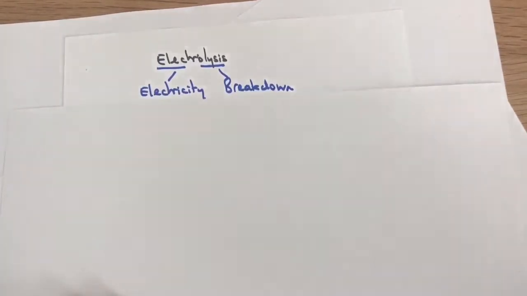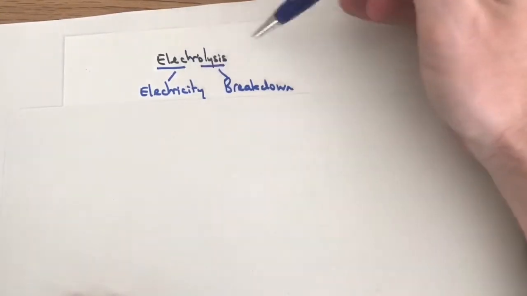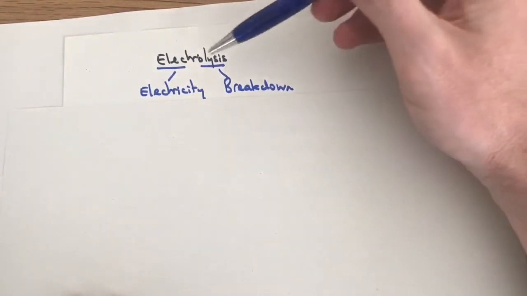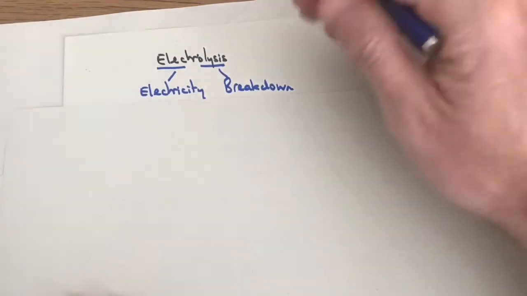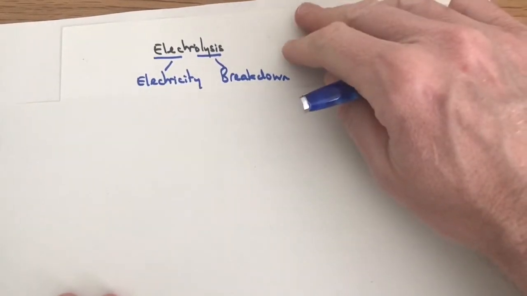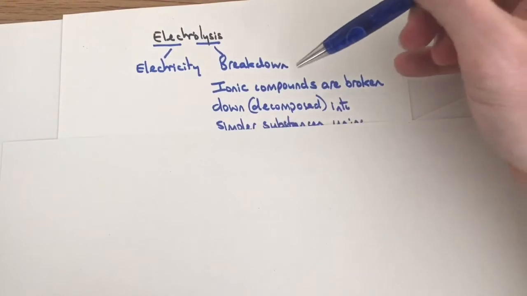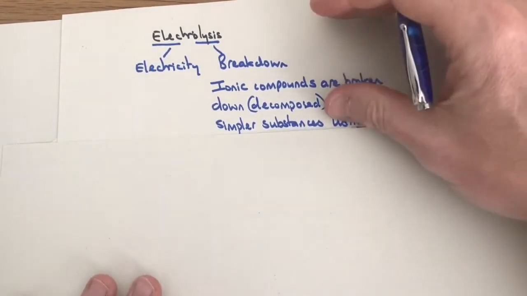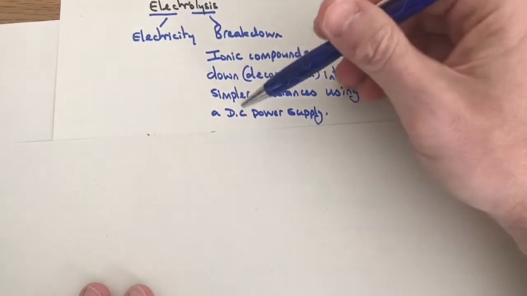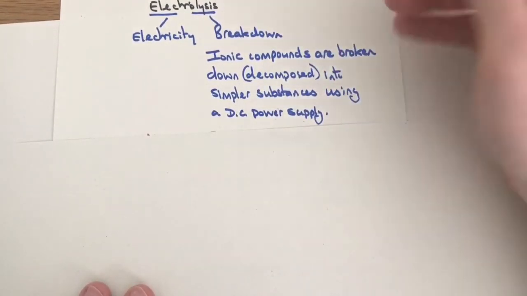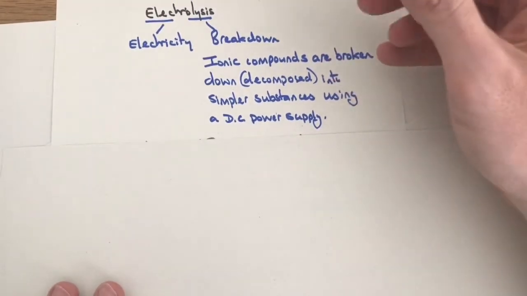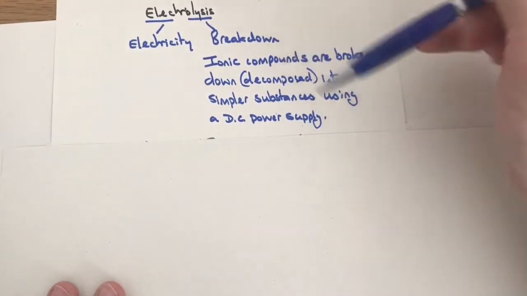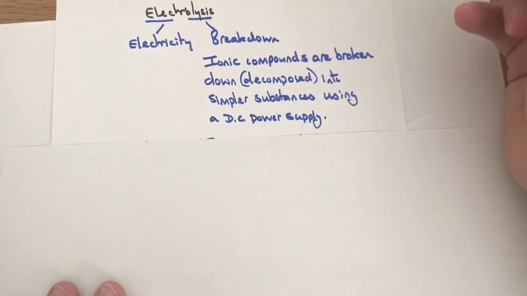So to understand electrolysis, let's look at what the word means. In electrolysis we use electricity, and the word lysis means to break down, to break apart. So we use electricity to break down these ionic compounds in this process. The chemistry word for that is decomposed, and they break down into simpler substances using, and this is very important, a DC, direct current electrical supply. So electrolysis is breaking down ionic compounds into simpler substances using a direct current power supply.